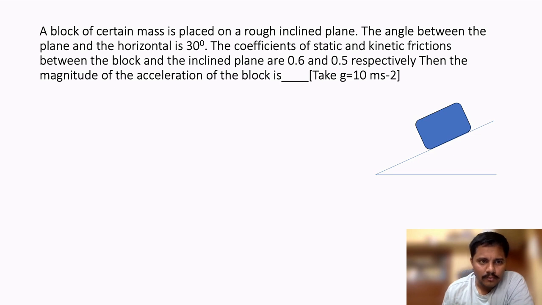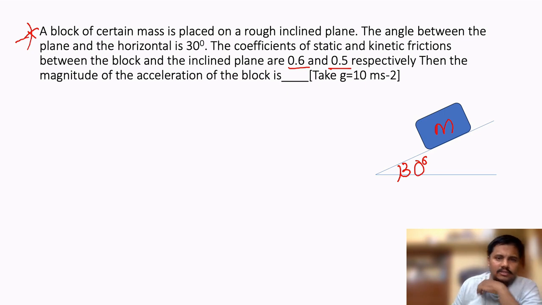Today we are going to solve a problem on friction. A block of certain mass is placed on a rough inclined plane. The angle between the plane and the horizontal is 30 degrees. The mass is not given, so let us take it to be m, and the angle is 30 degrees. The coefficients of static and kinetic friction between the block and the inclined plane are 0.6 and 0.5 respectively. Then the magnitude of the acceleration of the block is, so we should find out the acceleration.